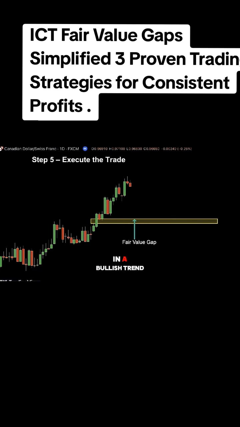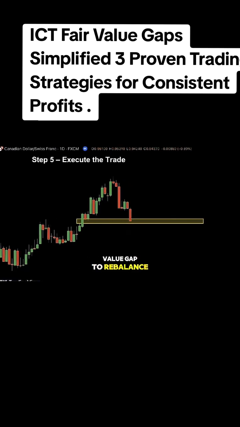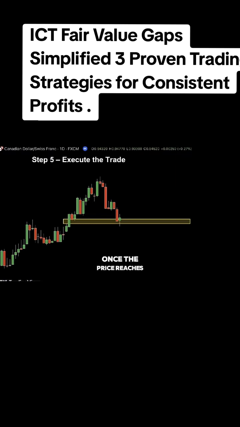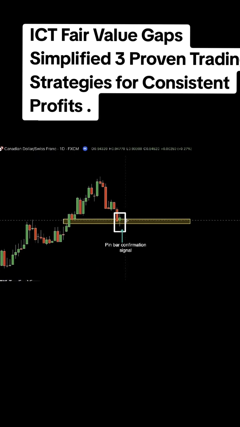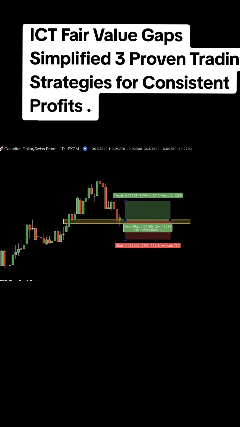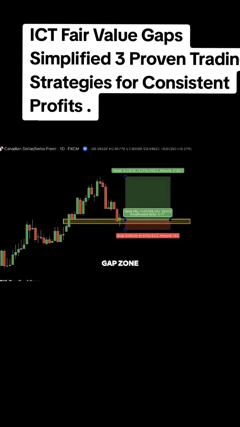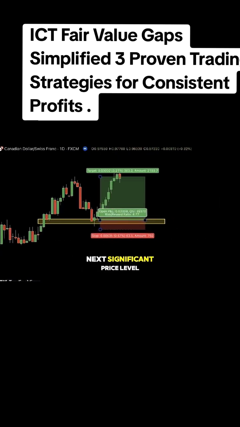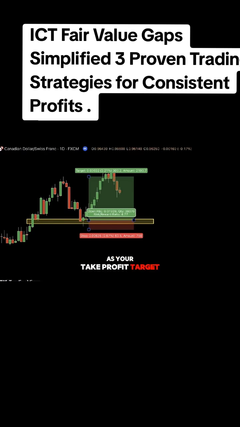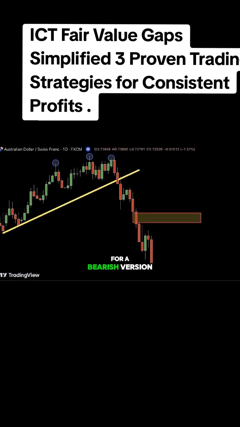If the market is in a bullish trend, wait for the price to retrace and test the fair value gap to rebalance the market. Once the price reaches this gap, look for additional confirmations. For example, when the market retests the fair value gap and shows a clear rejection, you can enter a buy trade at the close of the rejecting candle. Set your stop loss just below the fair value gap zone and aim for the next significant price level as your take profit target. For a bearish version, the steps are similar but reversed.